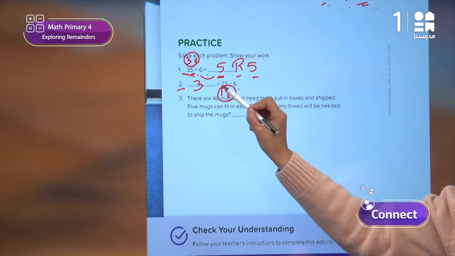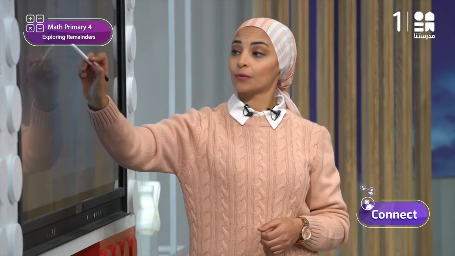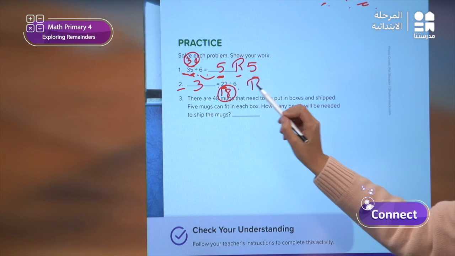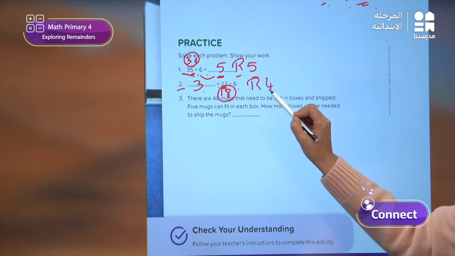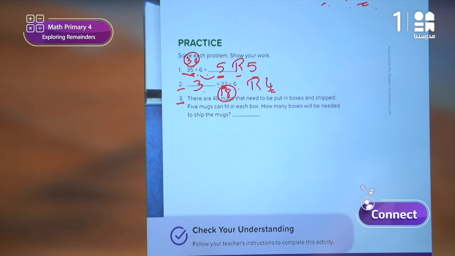طيب أنا عندي هنا number 22. So the remainder is what? What is the difference between 22 and 18? Yes, so the answer is 3 and the remainder is 4. Now let's move to problem number 3. Problem number 3 here, as you see it, is about a story problem.